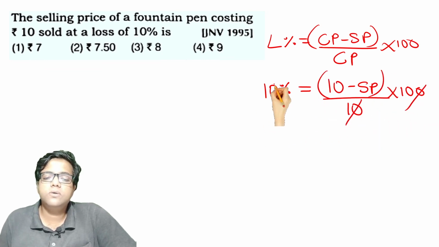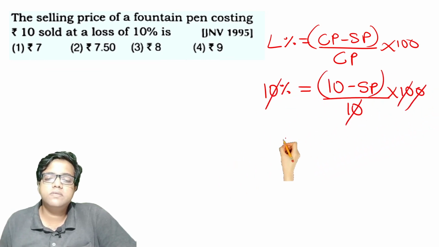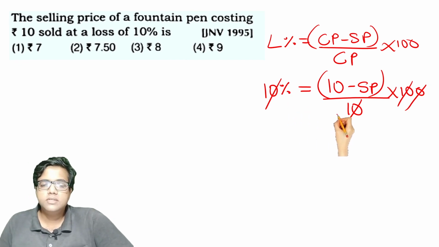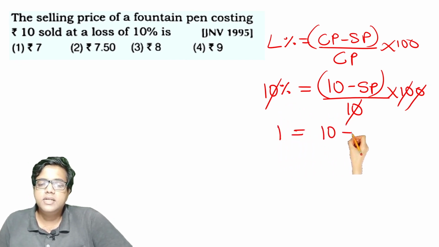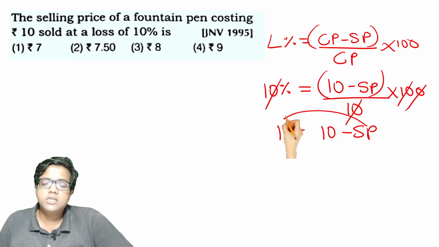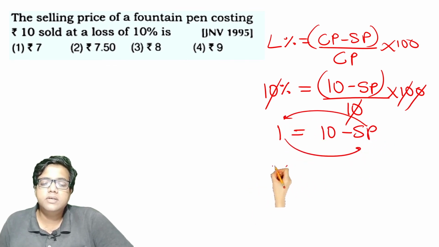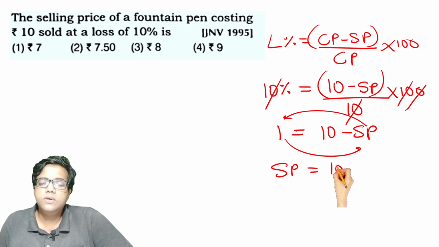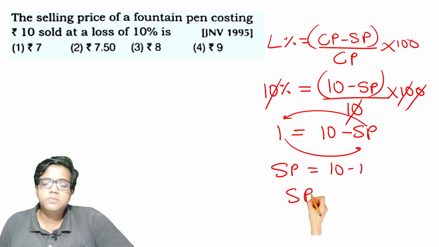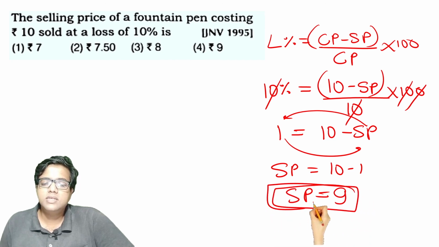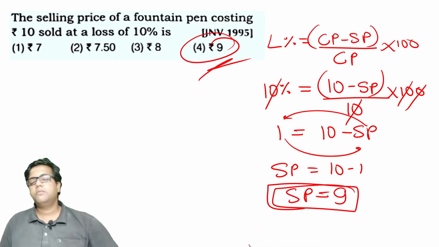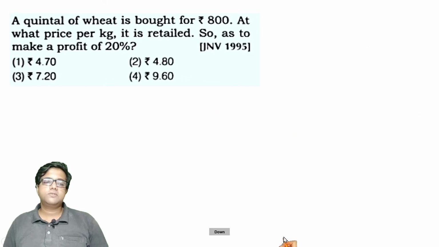This 0 goes away, this 0 goes away again, then we are left with 1 here, right? 1 is equal to 10 minus SP. So this SP will go there, this 1 will come here, so SP is equal to 10 minus 1. So selling price is equal to 10 minus 1, which is 9 rupees. Option 4 is the right answer for this question.